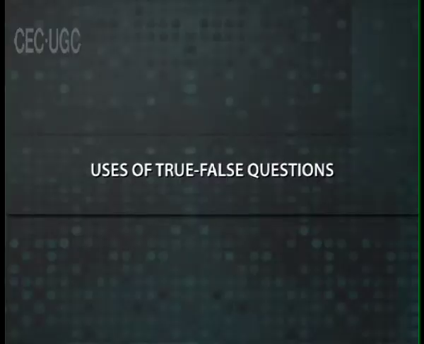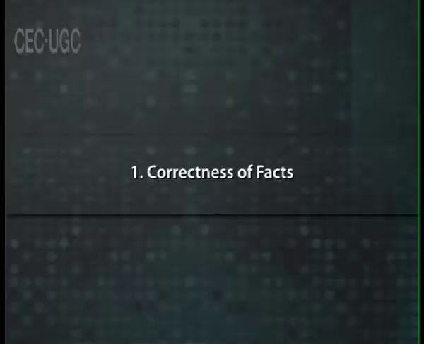Uses of true false questions. True false items are commonly used to measure simple learning outcomes. They can be used to measure the knowledge, comprehension and application levels of cognitive domain in the Bloom's taxonomy. Here are some of the main uses of this type. Number 1, correctness of facts. True false questions can be used to measure the ability of students to identify the correctness of statements of facts, definitions and principles, etc. Look at the example given.